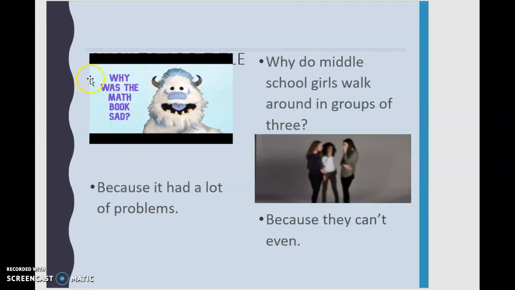All right, a couple more jokes. Why was the math book so sad? Because it had a lot of problems. And why do middle school girls walk around in groups of 3?